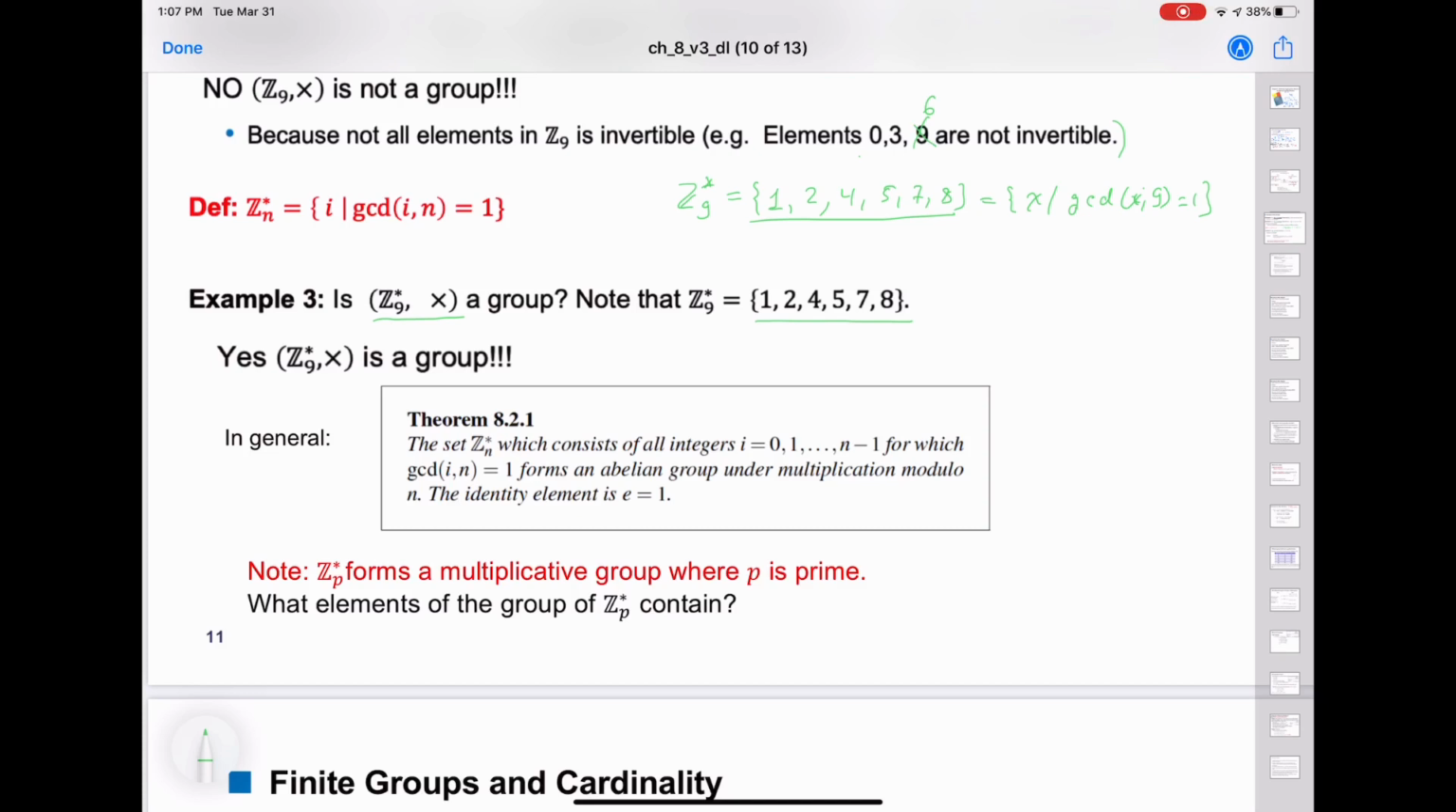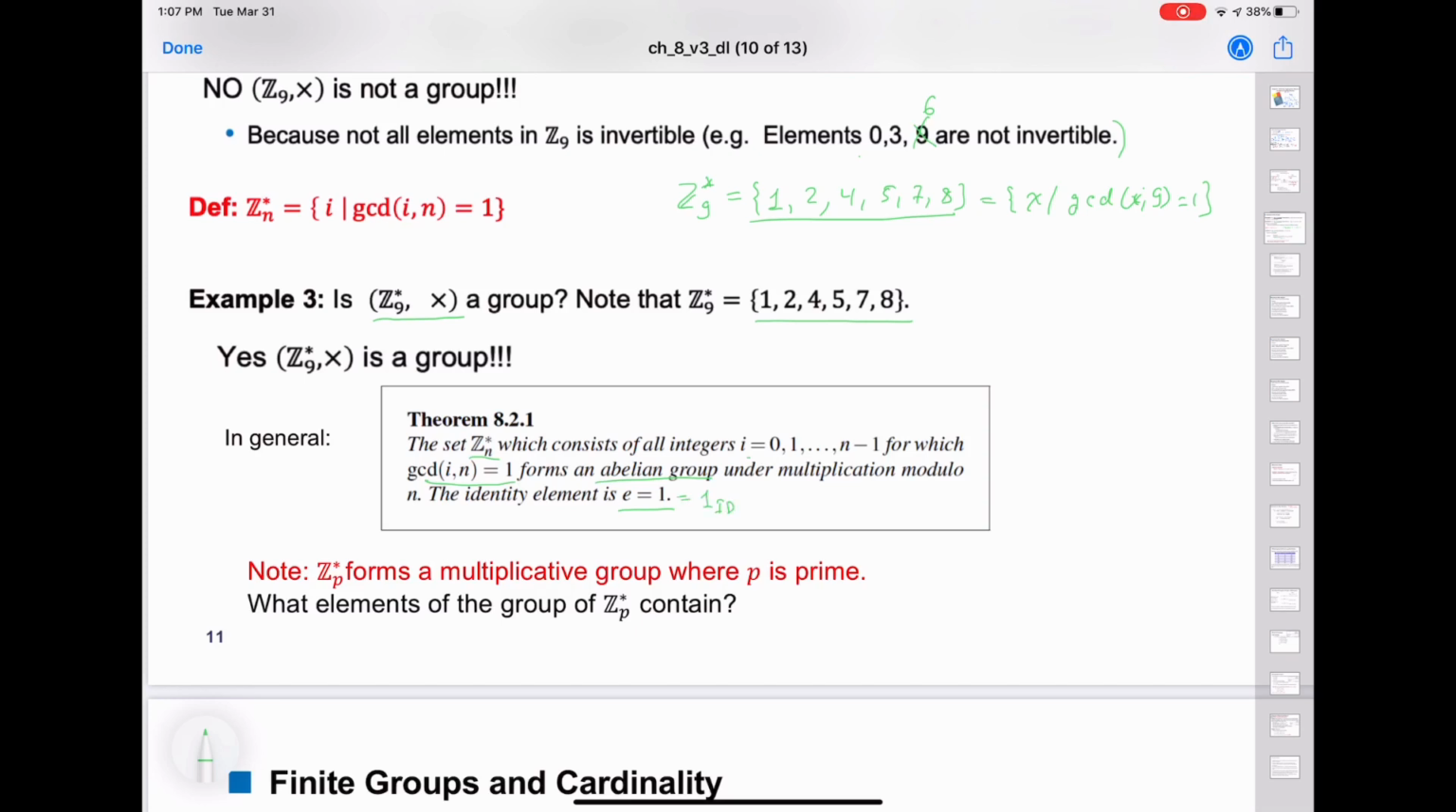So in general, the set Zn star, you see this star, it means you are excluding non-invertible values. It consists of all integers i from 0 till n minus 1, for which the GCD of i and n is equal to 1, and it forms an abelian group or commutative group. It satisfies the 5 conditions under multiplication modulo n. The identity element in here is 1. This is our identity.